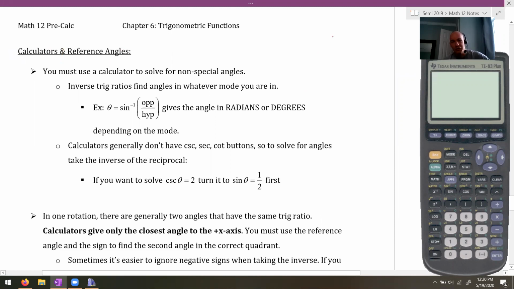With special angles, you can just say things like, okay, well, if I've got this sort of thing, 1/2 or whatever, I can say I've got a 30-degree angle, or I can say it's pi/6. But when you have something that's non-special, so this is basically anything other than 0, 30, 45, 60, 90, or anything that's coterminal to those angles, then we're going to have to be thinking about using a calculator. So a few things you should just know about your calculator.